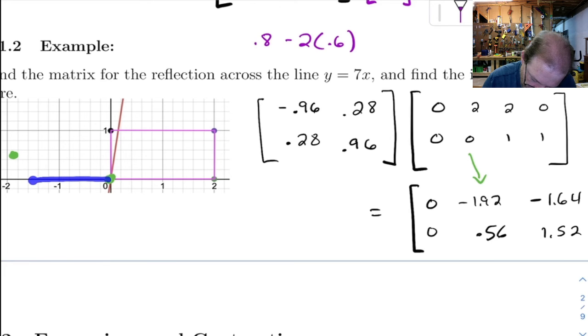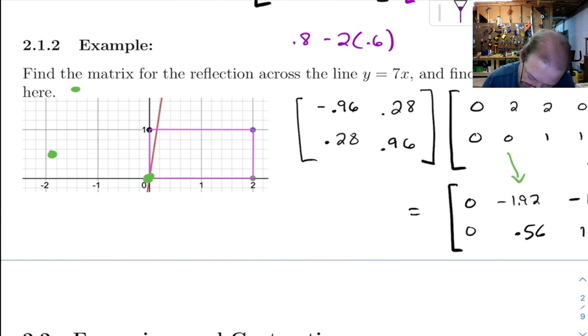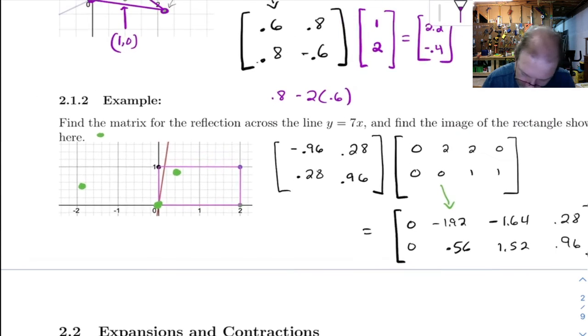So a little more than halfway, 1.64, 1.52, somewhere there-ish. And then the last one, 0, 1, maps to 0.28, 0.96. So 0.28, that's at a half, so there-ish, 0.96, so about right there. And if I connect these up, I get that for my image.